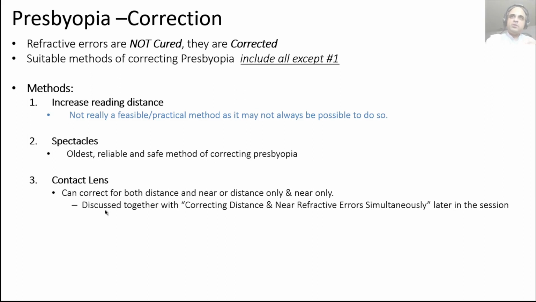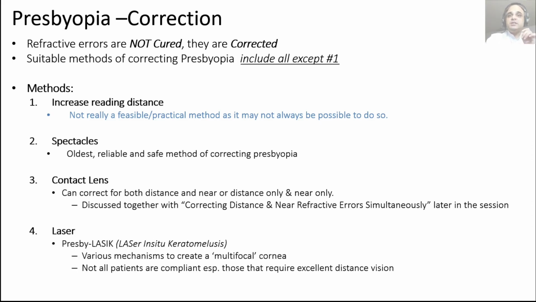We'll talk more about contact lenses when we talk about correcting distance and near refractive errors simultaneously, so that we don't have a lot of repetition. You can also use laser. Lasers have traditionally been used to correct distant vision errors. They can also correct near vision errors, and the process is called Presby-LASIK. LASIK stands for laser in situ keratomileusis. We'll talk more about LASIK when we talk about distant refractive error correction.